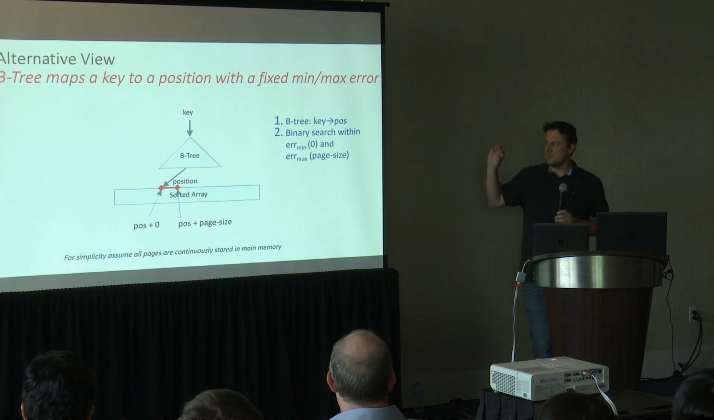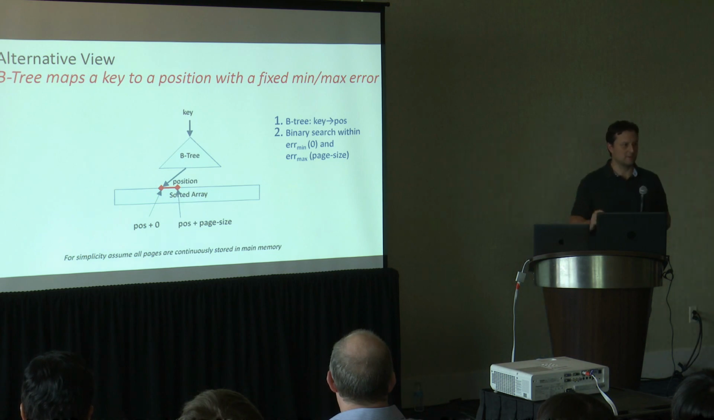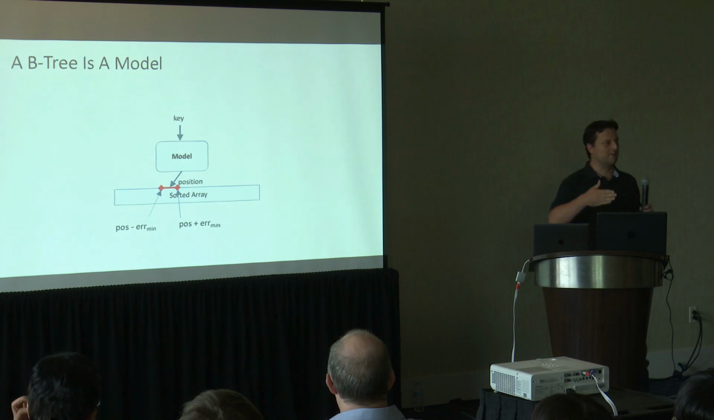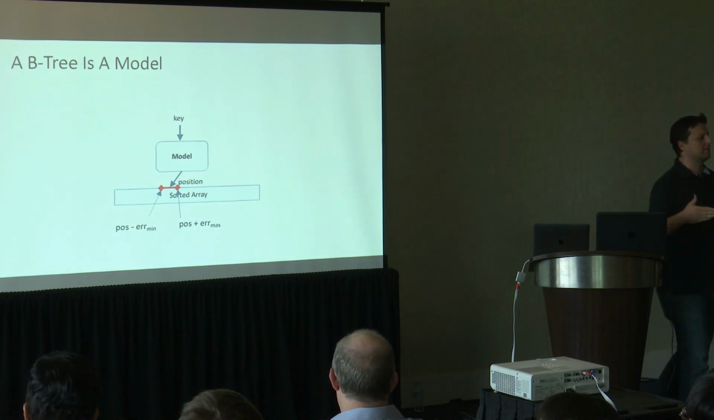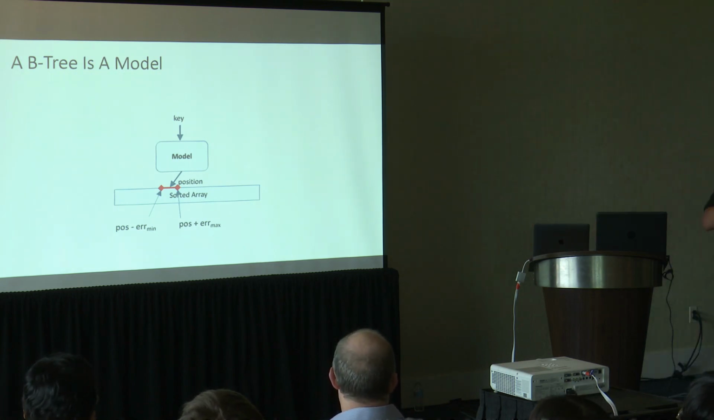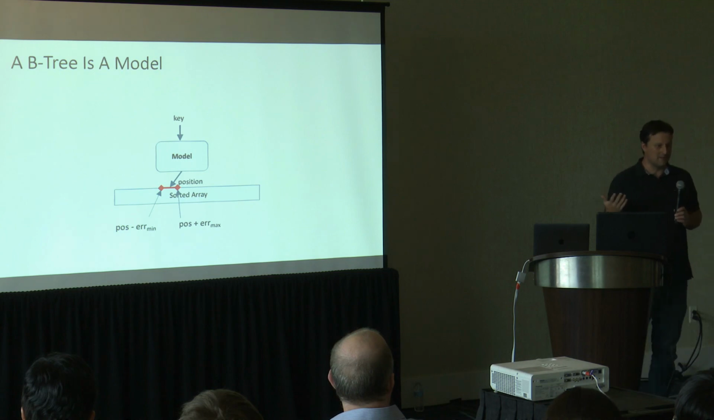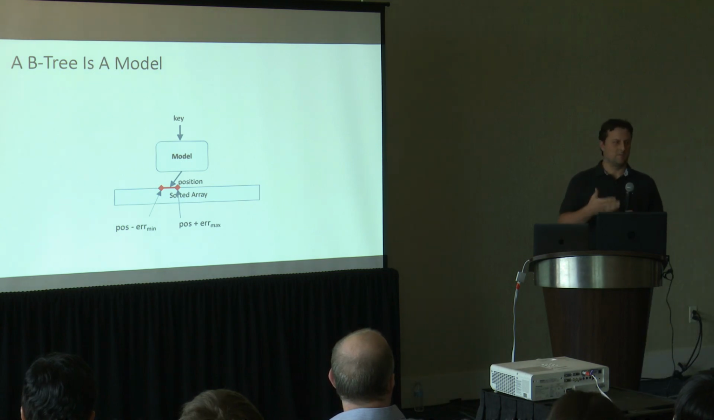In that sense, a B-tree is already a model, because given a key, it predicts the position inside the sorted array, and I have an error around it. In the normal B-tree case, the error is defined by the page size, because we only index certain keys from the page, not every single key. Now I can replace it with any other type of model, right? Just given a key, predict the position inside the sorted array.